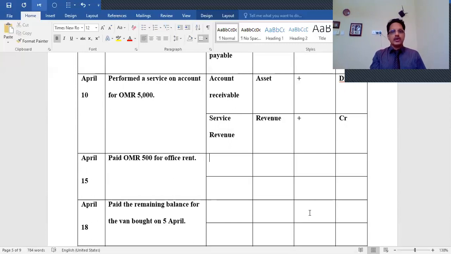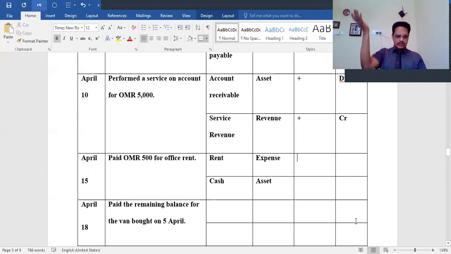Paid 500 for rent. You are paying rent. Whenever you pay rent, one account is rent and the other account is cash, because cash is paid, cash is gone. Rent received is an income. Rent paid is an expense, and cash is an asset. Now expense increases whenever you make a payment.